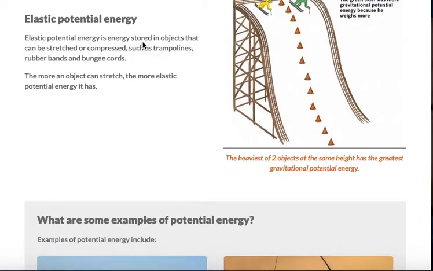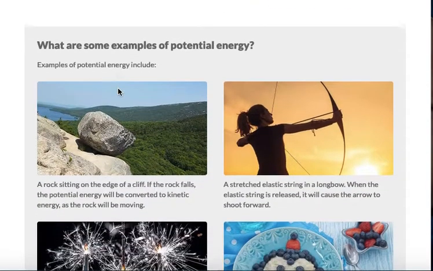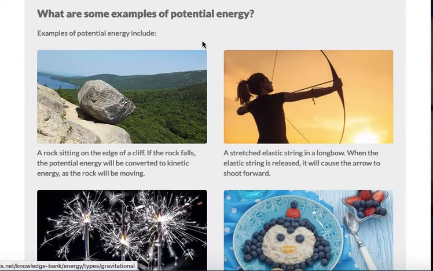So elastic potential energy is stored in objects that can be stretched or compressed, such as trampolines, rubber bands, and bungee cords. The more an object can stretch, the more elastic potential energy it has. I like these pictures. What are some examples of potential energy?